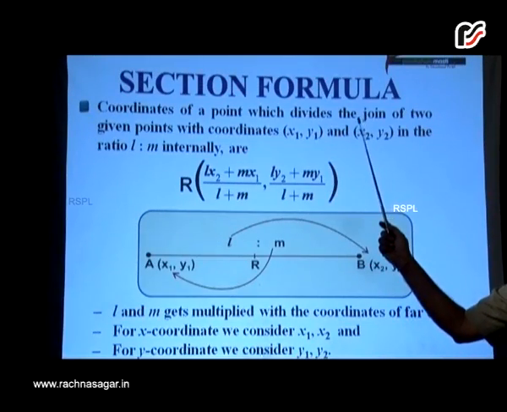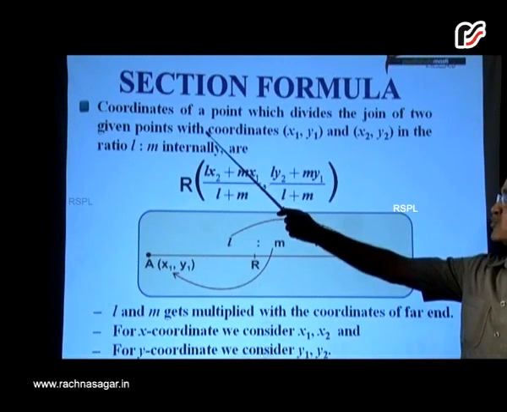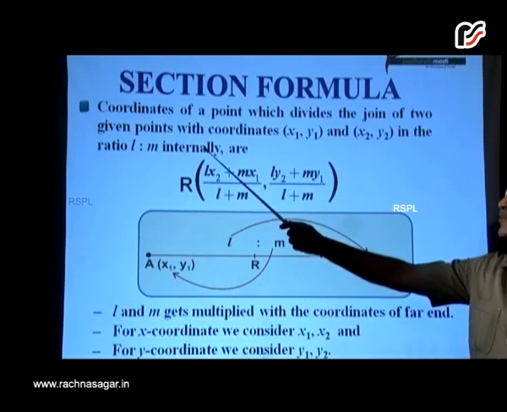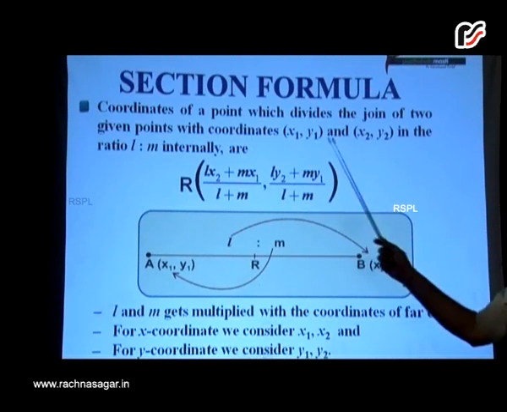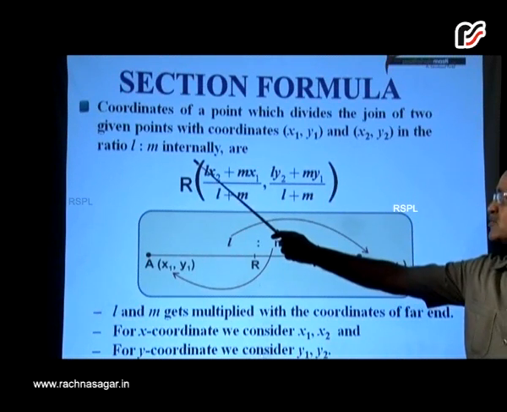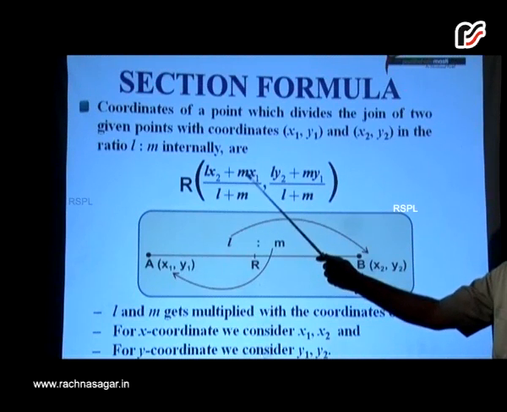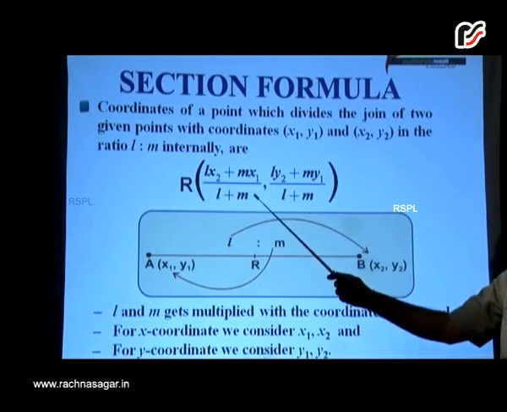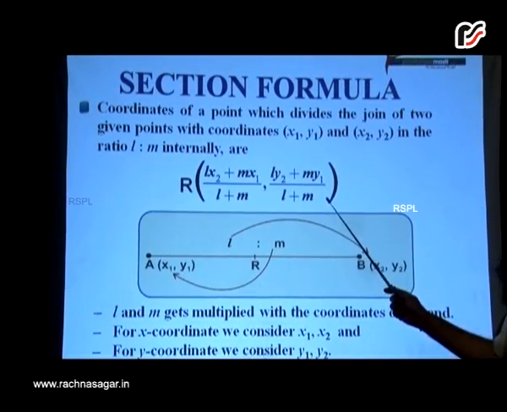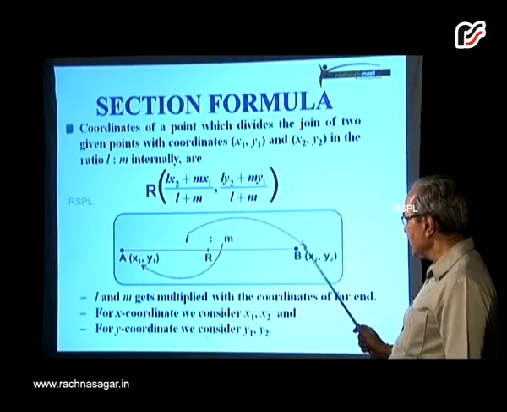Section formula. In this, the coordinates of a point which divides the join of two given points with coordinates (x1, y1) and (x2, y2) in the ratio l:m internally are (l x2 + m x1)/(l + m) and (l y2 + m y1)/(l + m). This we have shown in the form of a diagram.